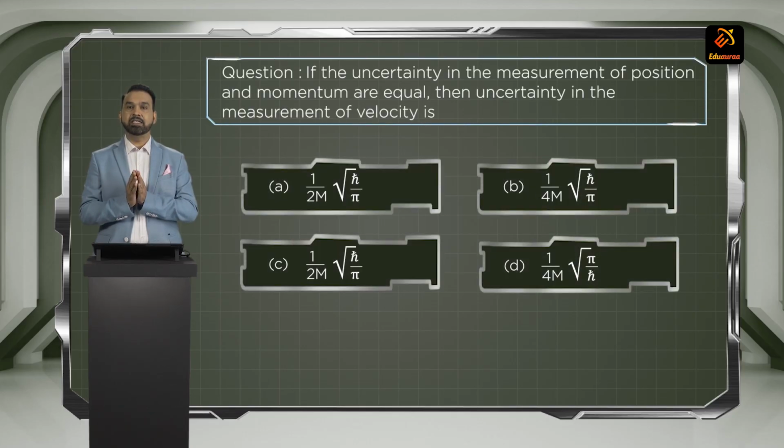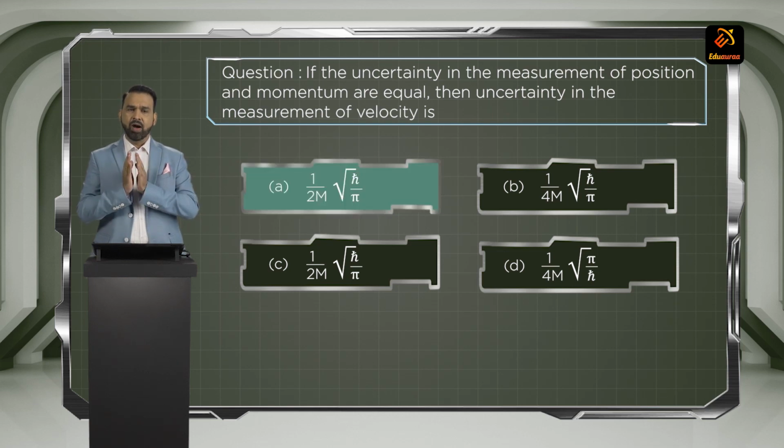Okay, next question. If the uncertainties in the measurement of momentum and position are equal, then the uncertainty in the measurement of velocity is given as what? The uncertainty in the measurement of velocity is given as 1 upon 2m under root of h upon pi. That is the correct relation between delta x and delta p, the uncertainties in position and momentum.